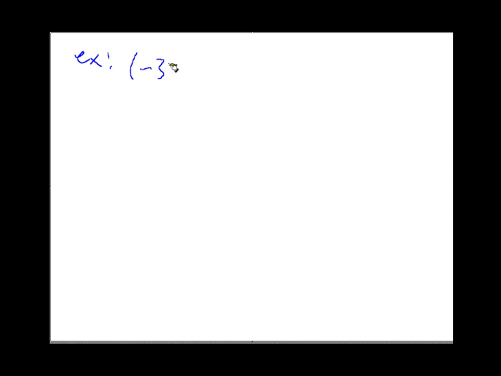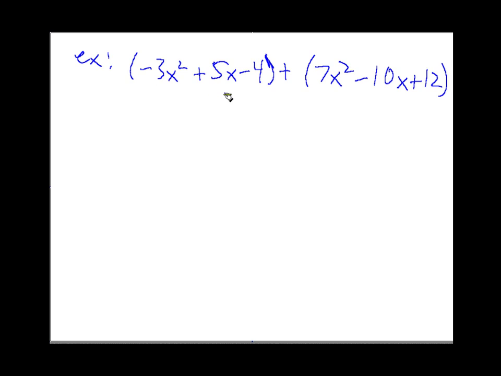Negative 3x squared plus 5x minus 4, all right, plus, so that's parentheses there, plus the polynomial 7x squared minus 10x plus 12. So let's go and add up these polynomials. Now make sure you don't mistake this problem for a multiplication problem, because clearly you see the plus in the middle. If I took away the plus in the middle, then it would be a multiplication problem because of the parentheses. So in this case, don't let the parentheses throw you off.